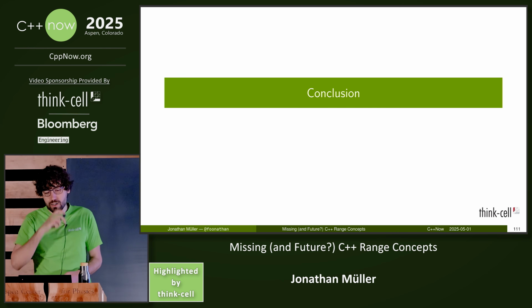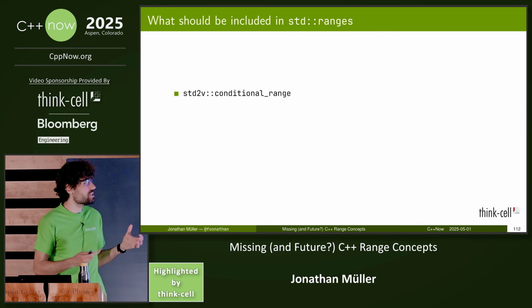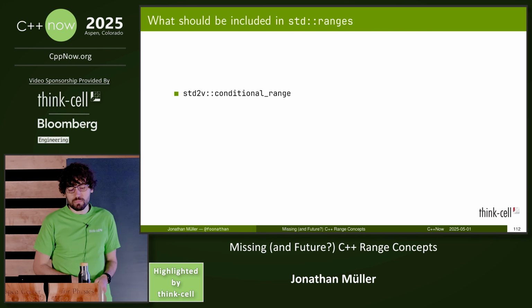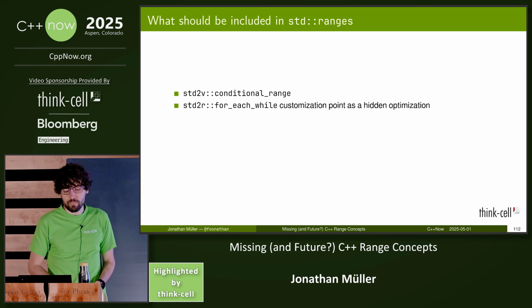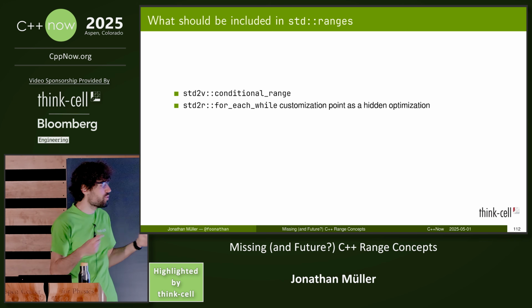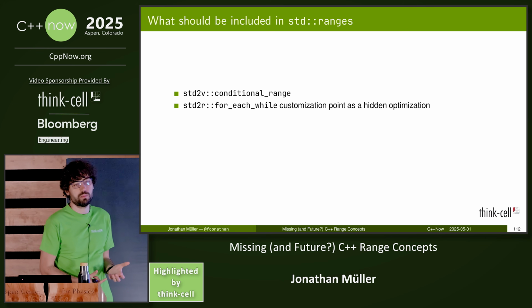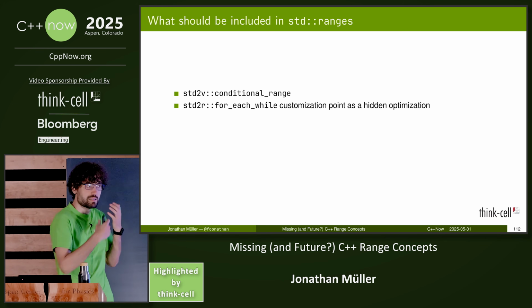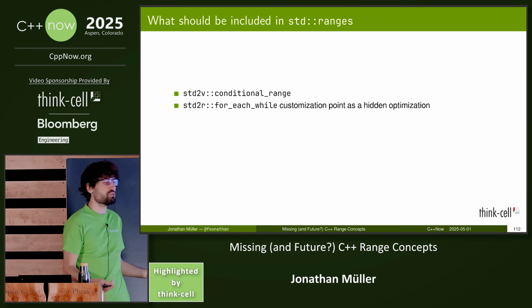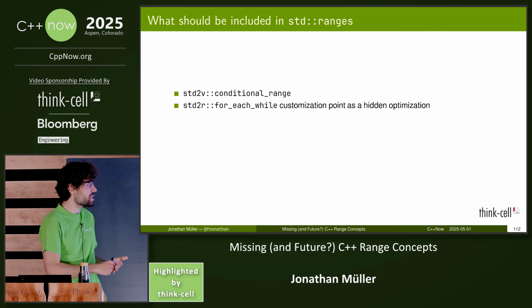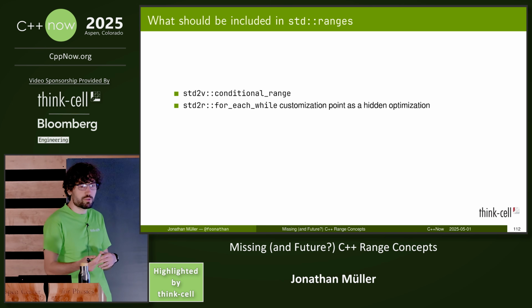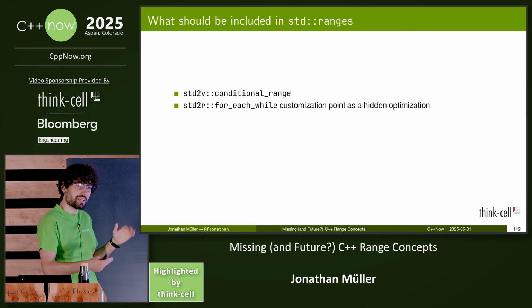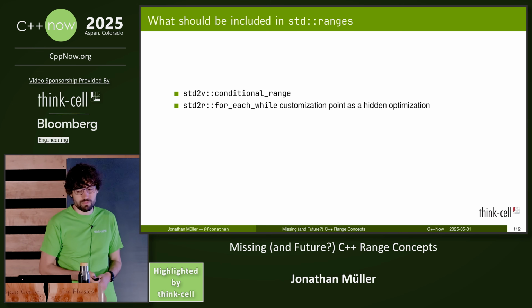So to conclude, what should actually be included in stored ranges? Conditional range, nice little view, should be in there. The for each while customization point for optimizations, this should definitely be in there. Like this is just a nice performance speed up that you can get essentially for free. The user doesn't need to care. It's a bit unfortunate that we don't get that to the range-based for loop, but then maybe once it's been in the library for a while, we can go back to evolution and say like, hey, now we've got this thing, we've got a bit stronger motivation.